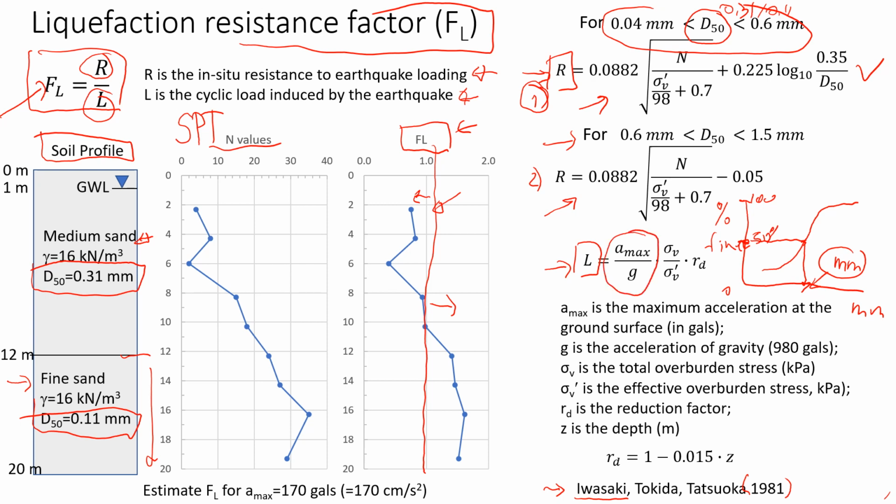That will be generated by the earthquake. So we're going to look at the maximum acceleration, and you will see that in this case maximum acceleration is given in gals. I think it's a little bit old-fashioned. I think now when you look at the data, they use g's.